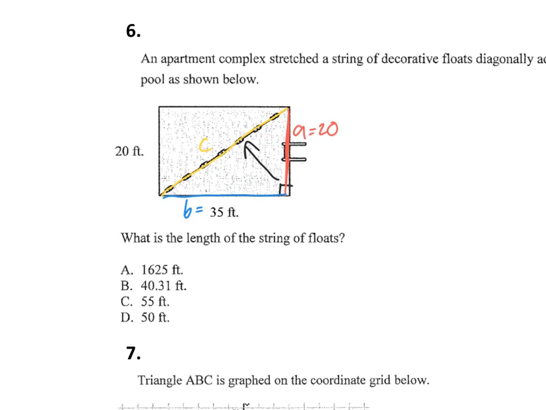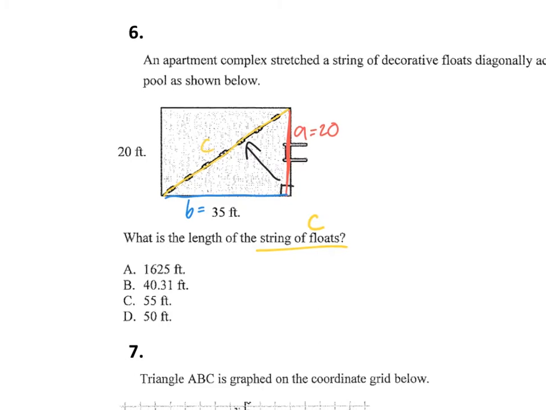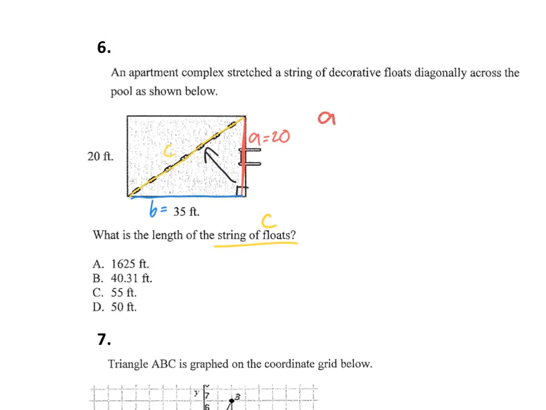So it says, what is the length of the string of floats? So we are talking about side C. So I'm going to label this C. Now I'm going to use my formula, A squared plus B squared equals C squared. And we already know the value of A, so it's 20 squared plus my 35, that's where that B is, squared, equals our C squared. So here's what I'm going to do. I'm going to plug each one of these in.